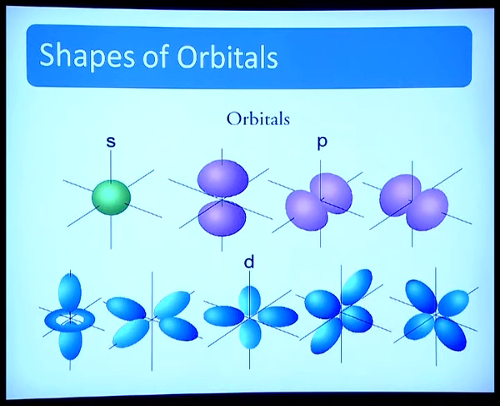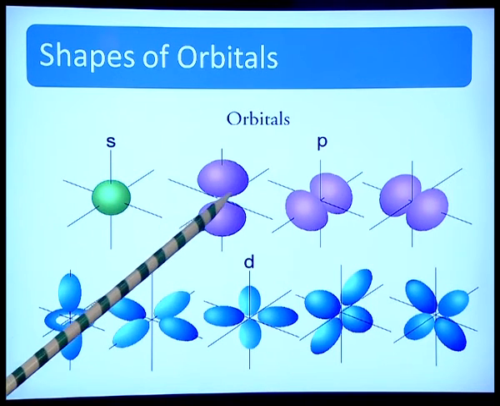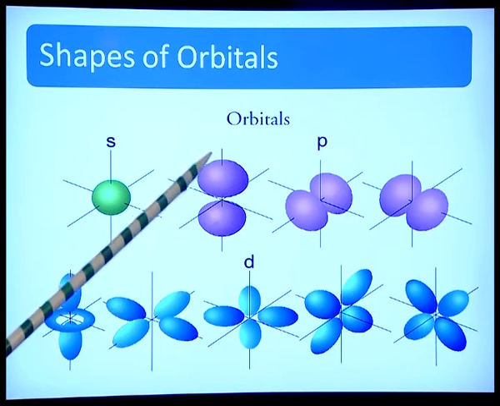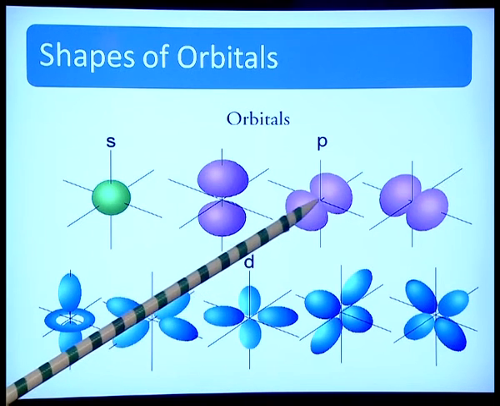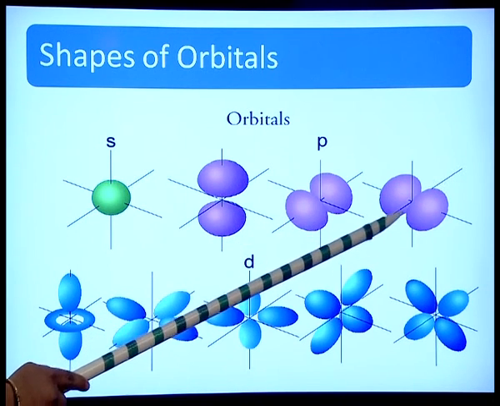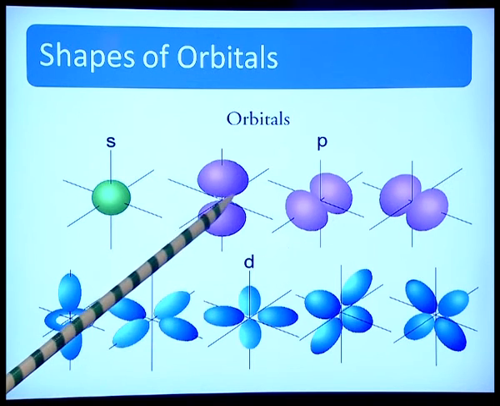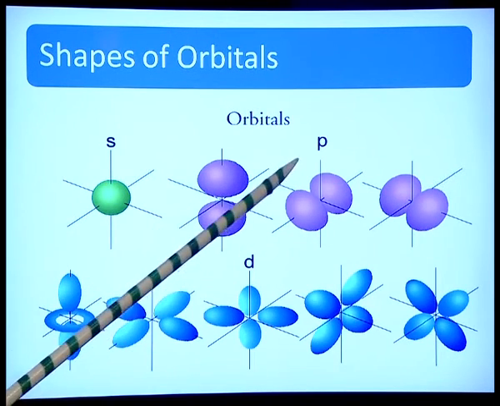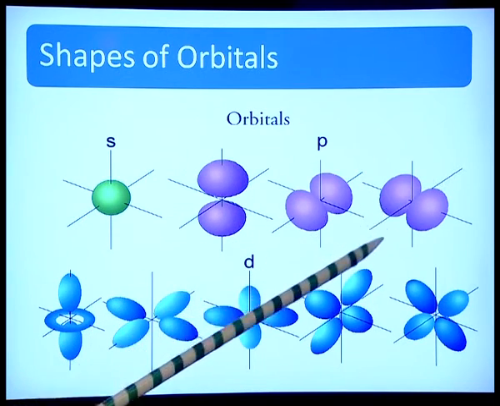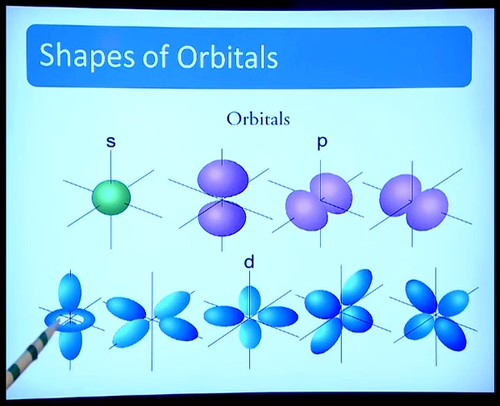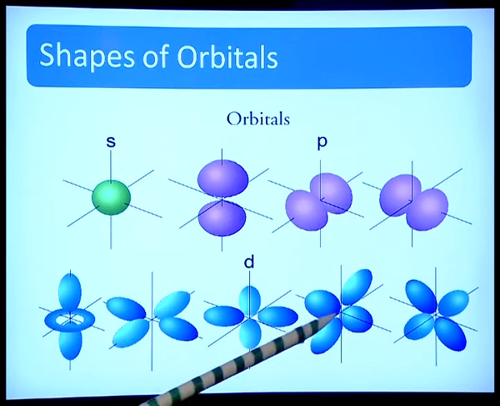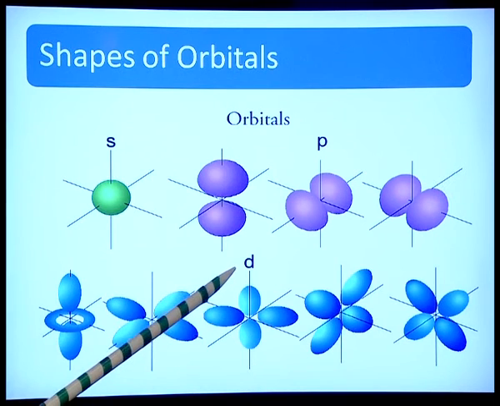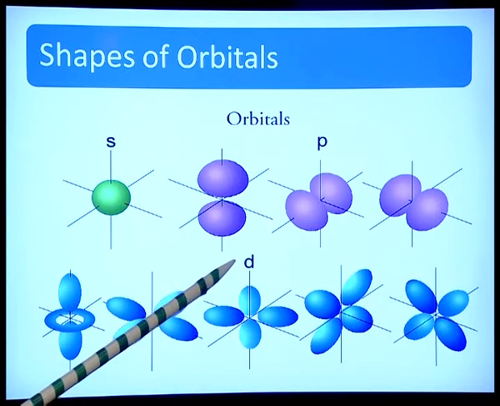You can see in your picture, this is an s orbital, spherical in shape. This is the p orbital in the x direction. This is in the y direction. This is in the z direction. And the space between these is the nodal planes, where the probability of finding the electron is 0. These are the 5 orbital shapes for the d orbital. If you talk about the f, there will be 7 such orbitals.